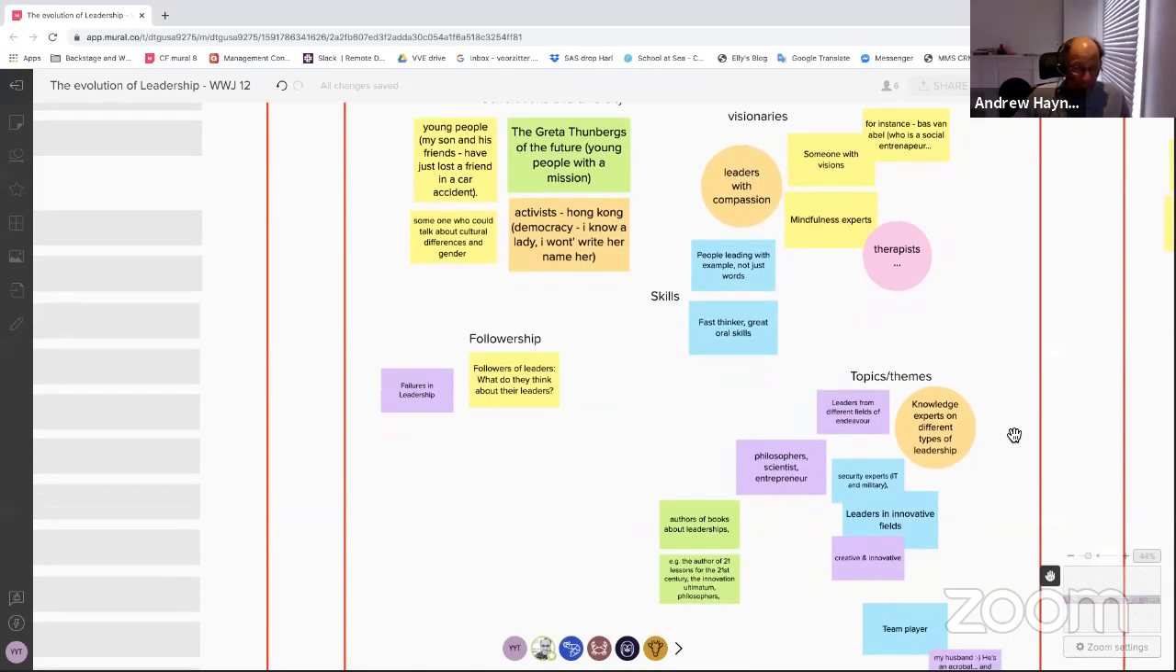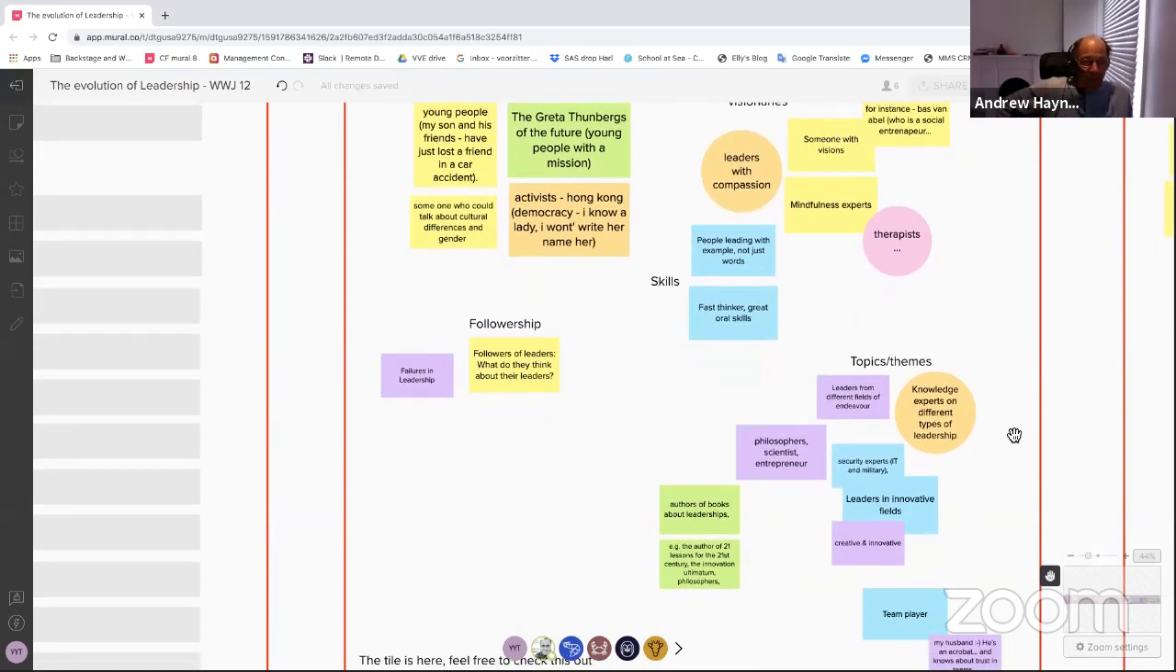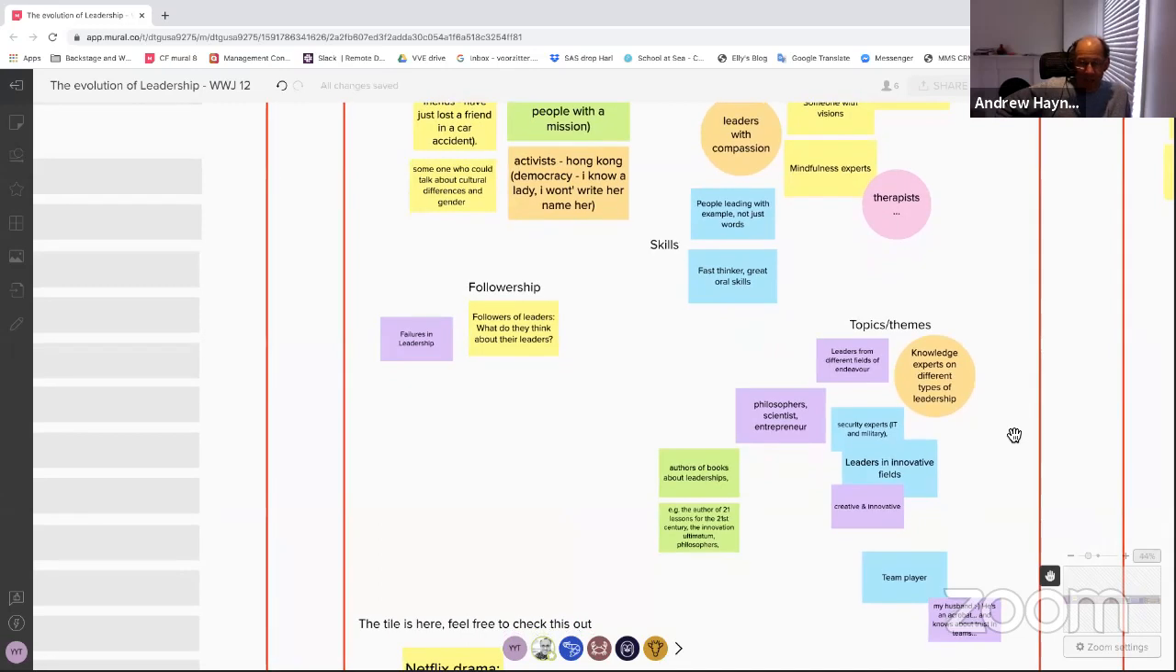Another theme we looked at was followership. So what do followers think of their leaders? And then linked to that, failures in leadership. And then we covered various topics and themes from different fields of knowledge. And there are quite a few there, as you can see.